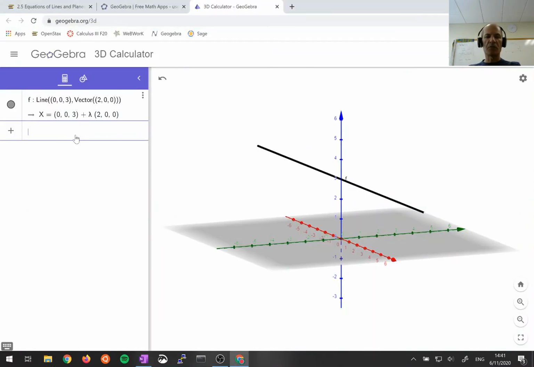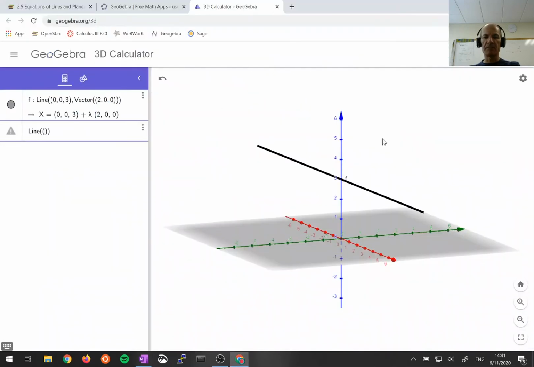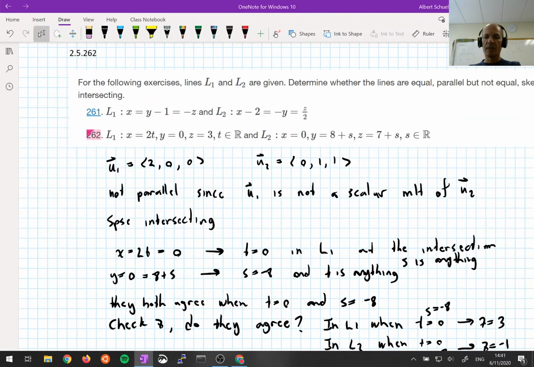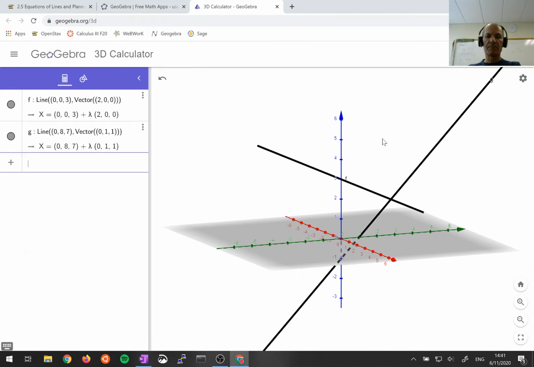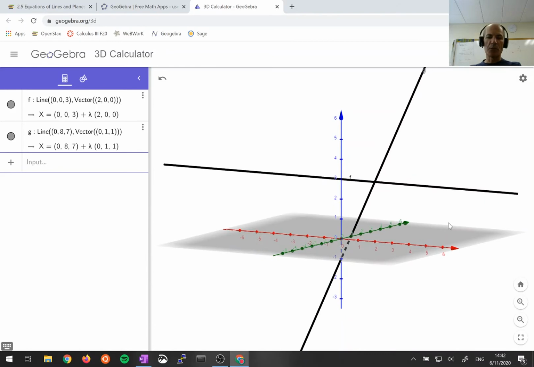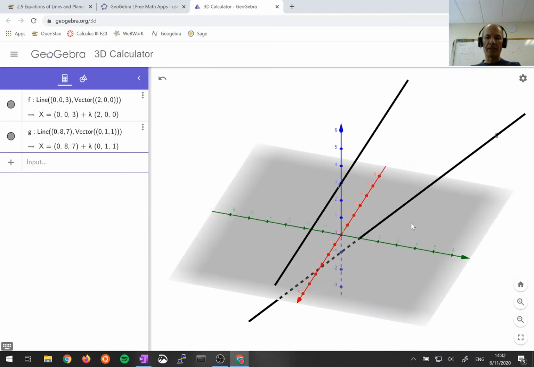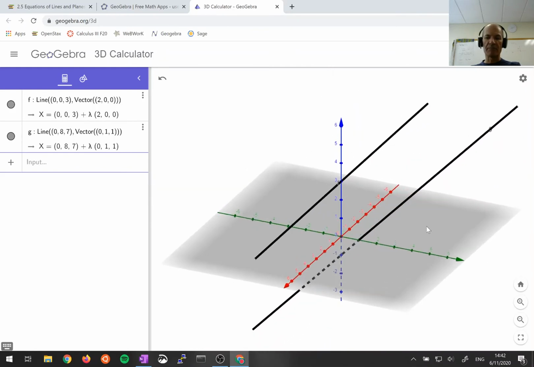The second line, we'll use the same syntax, and we'll give it the point on the line. The point on this line is 0, 8, 7. And the vector, the direction of this line, is 0, 1, 1, like that. Looks like they're intersecting, but if we move it around, we quickly see that they're not intersecting. So from this perspective, it looks like they're intersecting, but in fact they're not. They're skew. They're not parallel. They're not intersecting. They're skew.